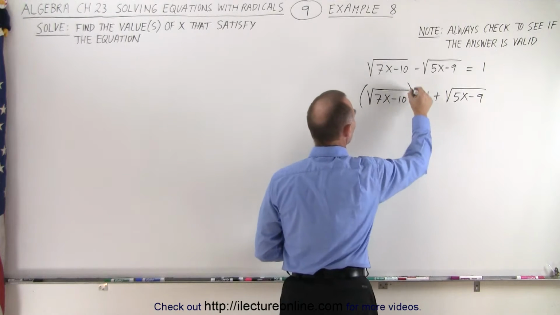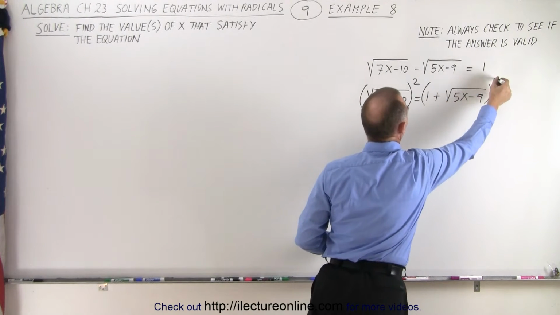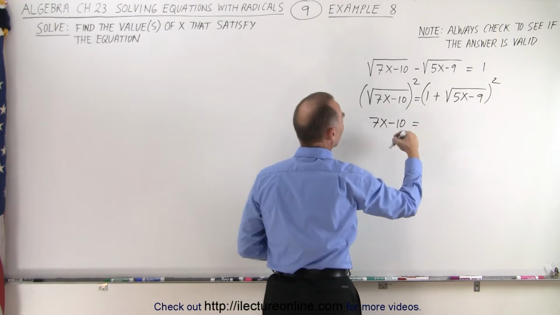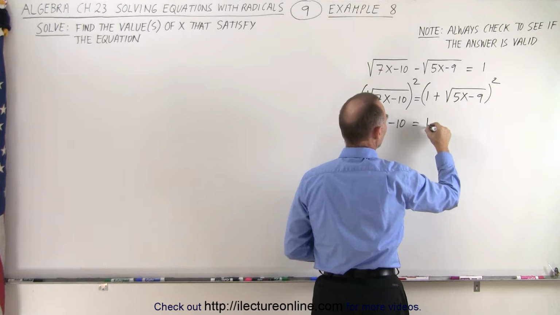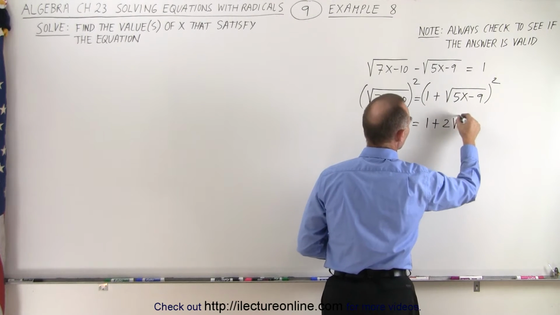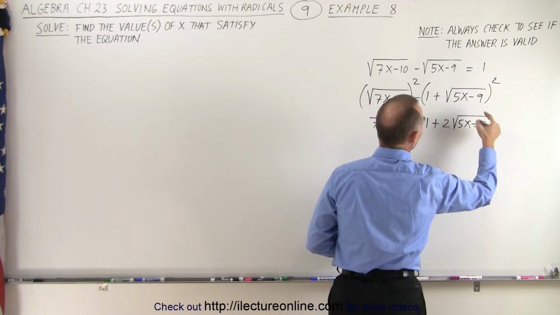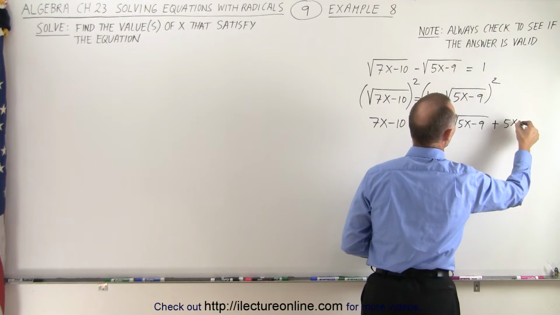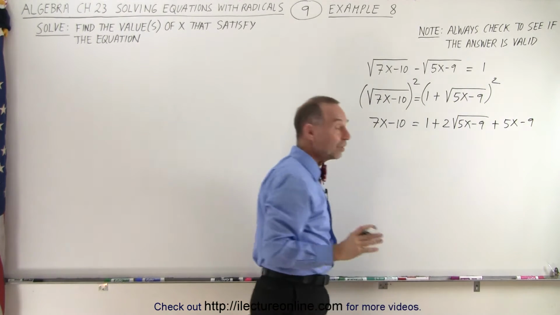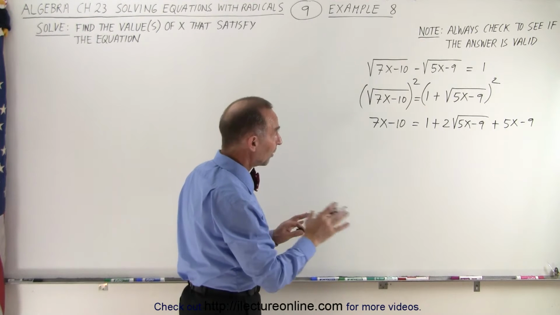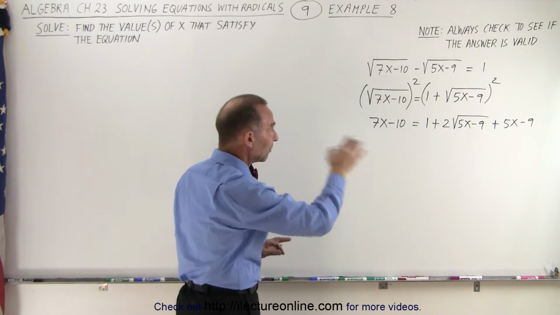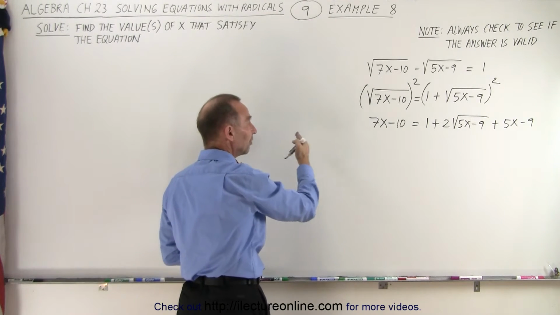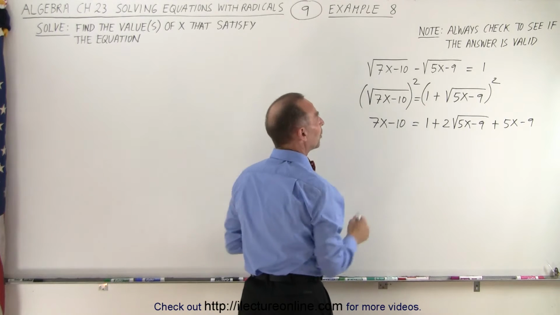So now you're going to square the left side and you're going to square the right side. On the left side, that simply becomes 7x minus 10, and on the right side, we square the first term plus twice the product, and then plus the last term squared, which simply removes the radical, so we get plus 5x minus 9. So now we want to separate the radical. We have one radical left from everything else because we're going to do it a second time. We move all the terms that don't have a radical to the left side and leave the radical on the right side and square both sides again.